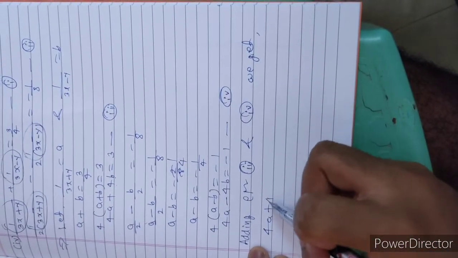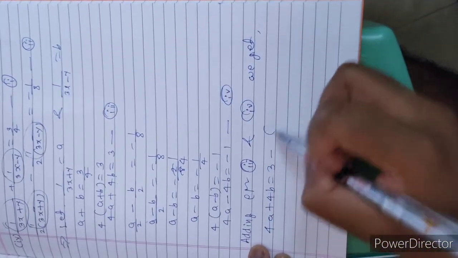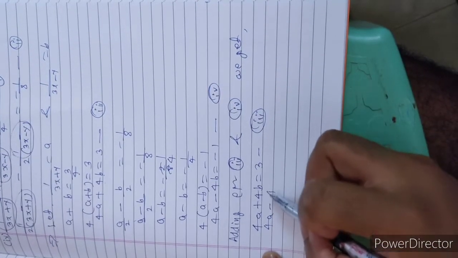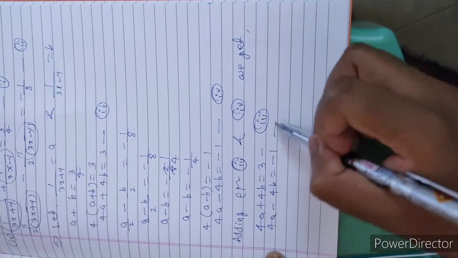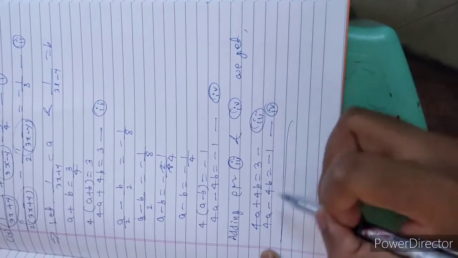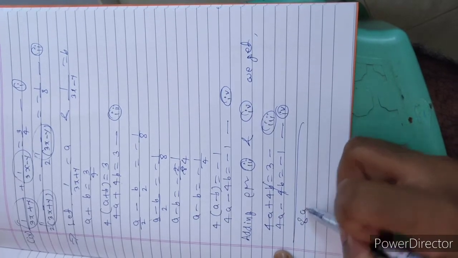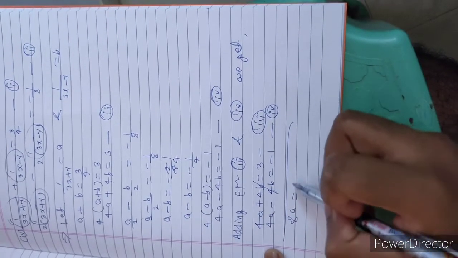4a plus 4b is equal to 3. This is equation number 3. And 4a minus 4b is equal to minus 1. This is equation number 4. Now positive and negative will get cancelled. 4 plus 4, 8a. 3 minus 1 becomes 2.